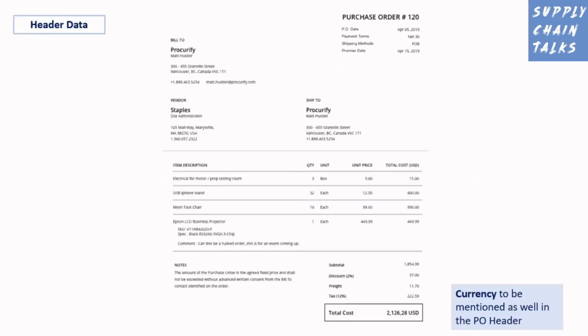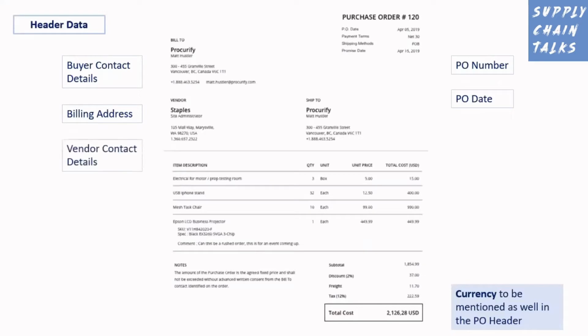The header of the purchase order should have the purchase order number mentioned, the date of the issuance of the purchase order, the contact details of the buyer, the billing address, that is where should the supplier send the invoice against this purchase order, the vendor contact details, the Incoterms, the mode of transportation, road, rail, sea, air.